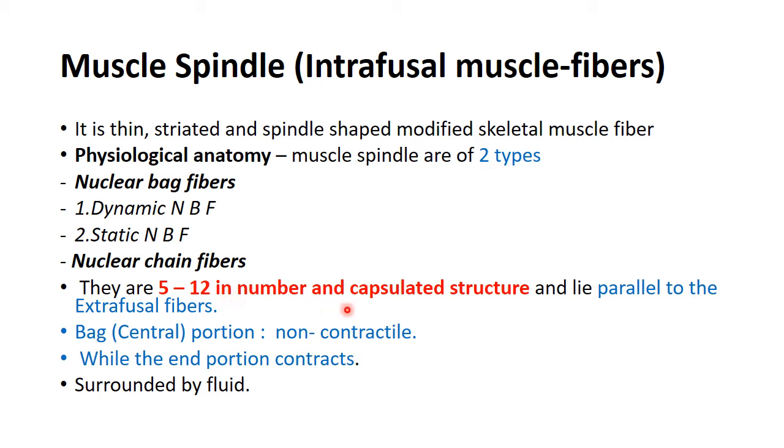Their number is 5 to 12, and they are encapsulated structures parallel to the extrafusal fibers. Whenever fine movements are required, to maintain the length on a finer scale, the number of muscle spindles is much greater in comparison to movements requiring less skill. The central portion of the muscle spindle is non-contractile in nature, while the end portions on either side of the center contract. So the center portion is non-contractile, and either side is contractile, surrounded by fluid.